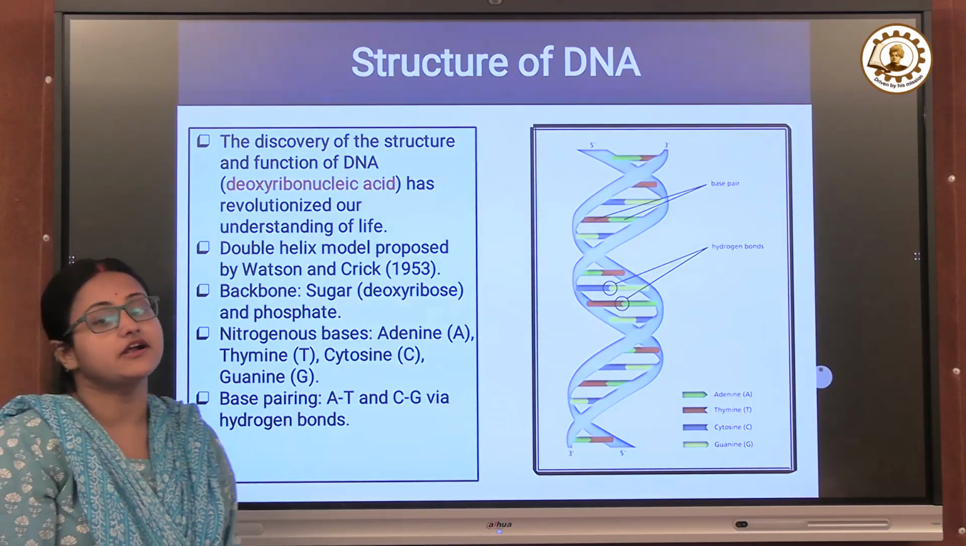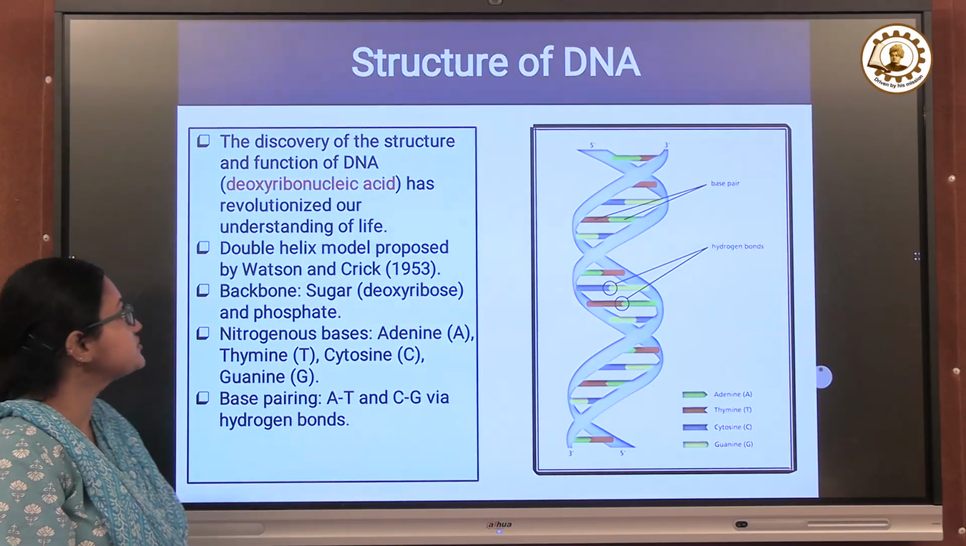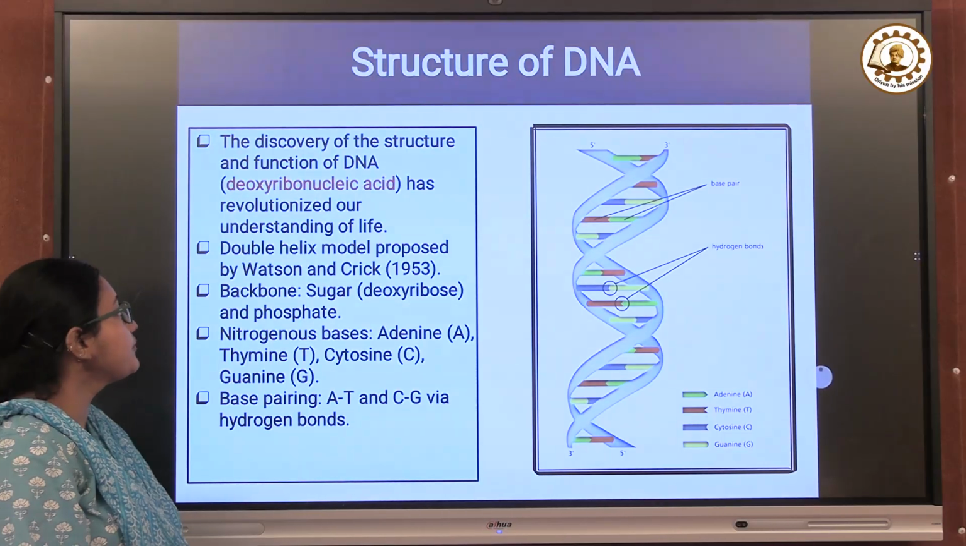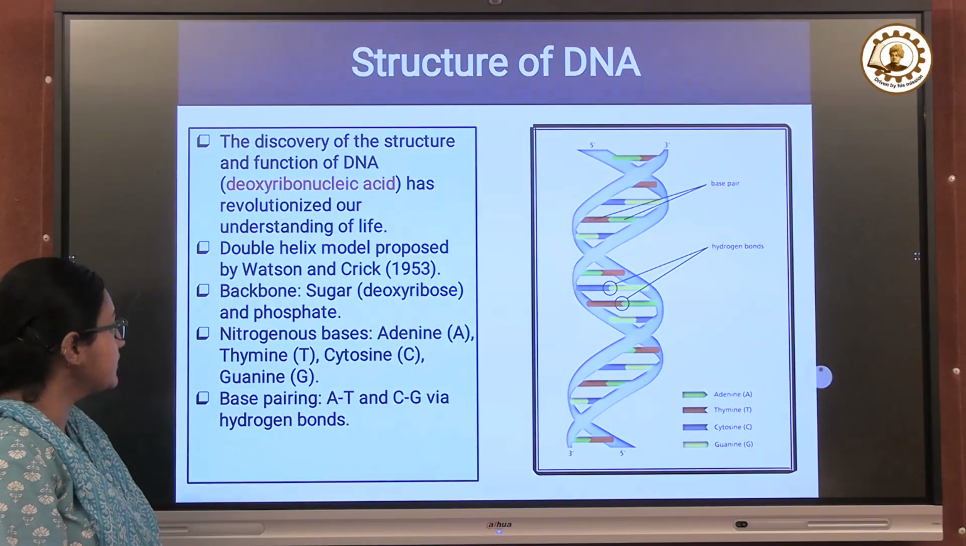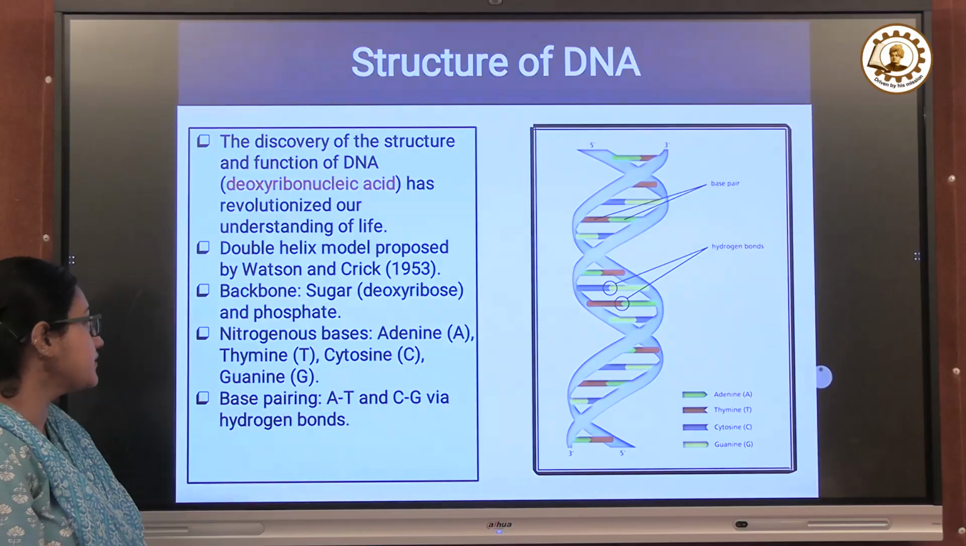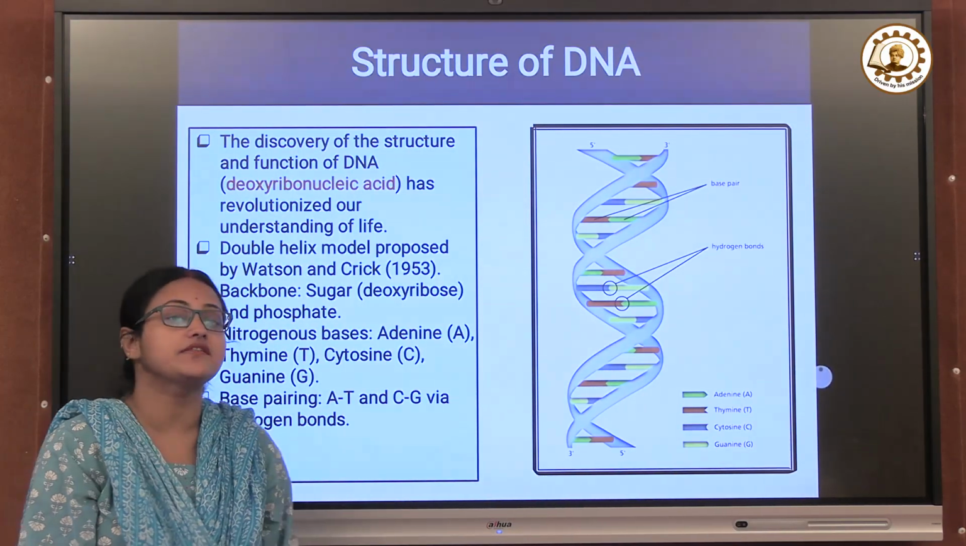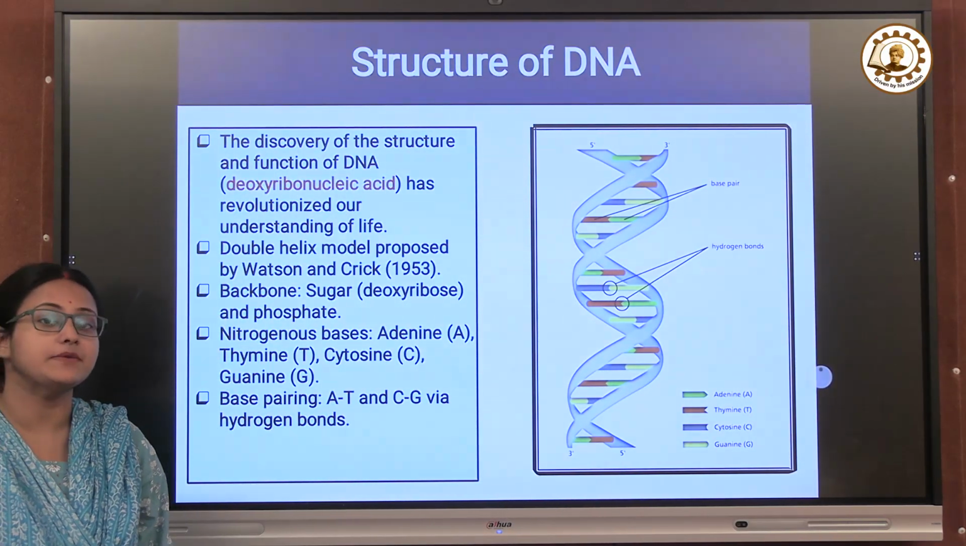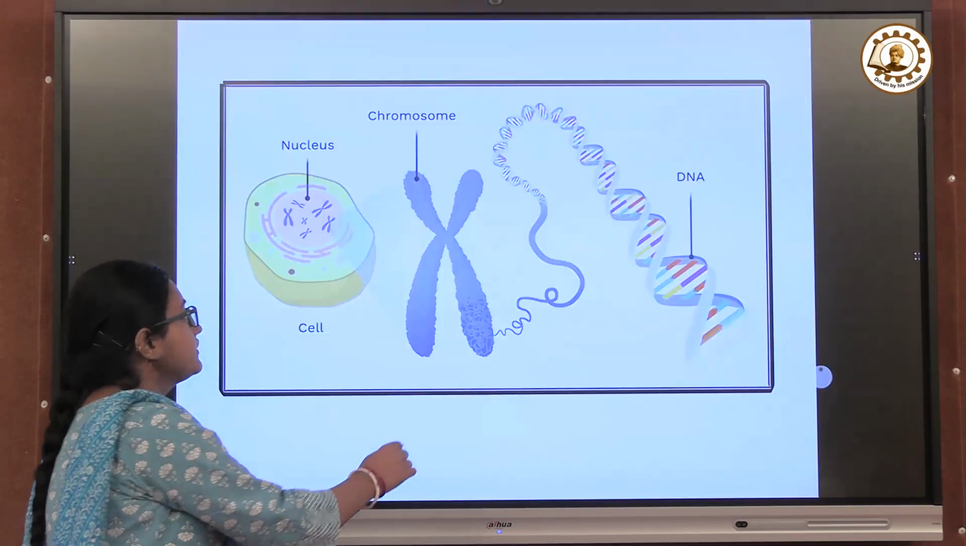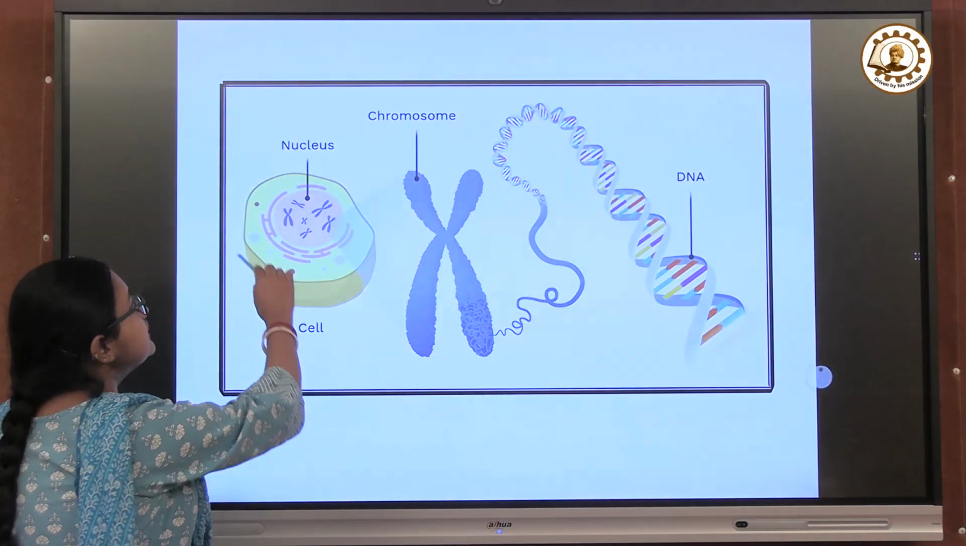Structure of DNA: we already heard that DNA has a double helix structure. The double helix model was proposed by scientists Watson and Crick. It has a sugar phosphate backbone, and the nitrogen bases are adenine, guanine, thymine and cytosine. So this is the structure in the nucleus.